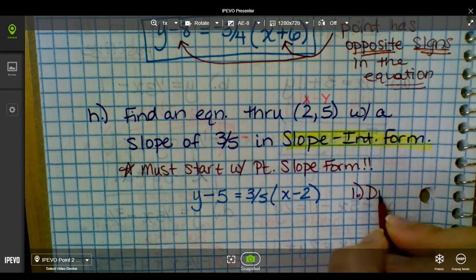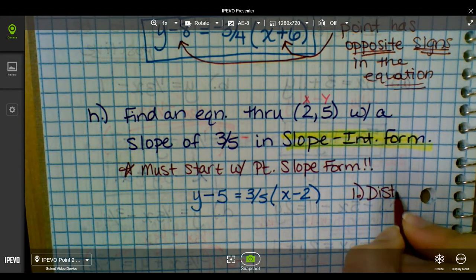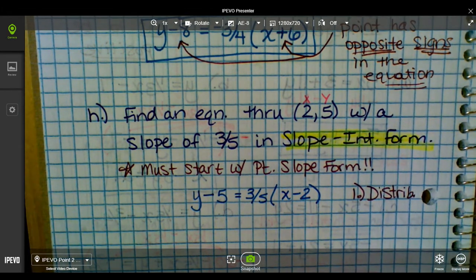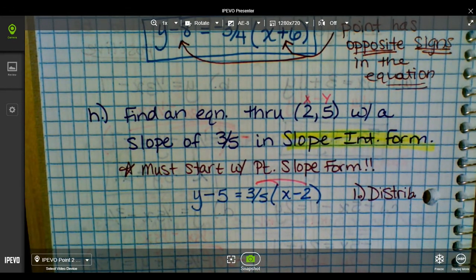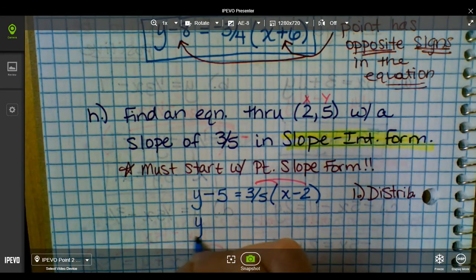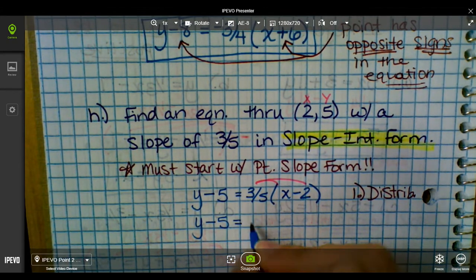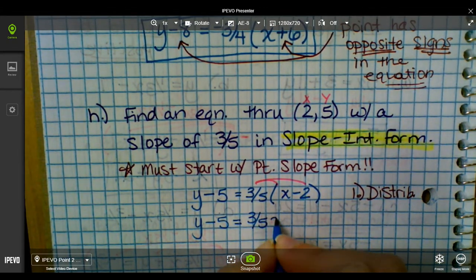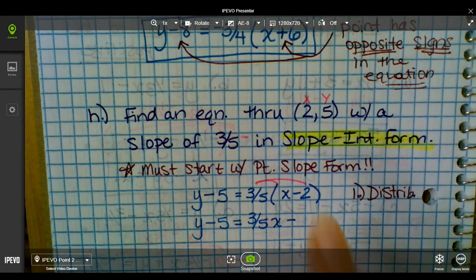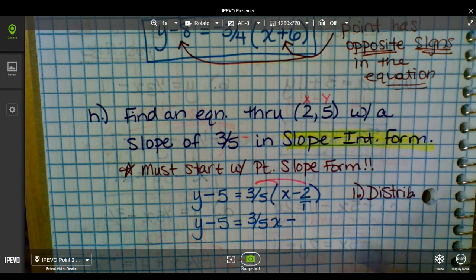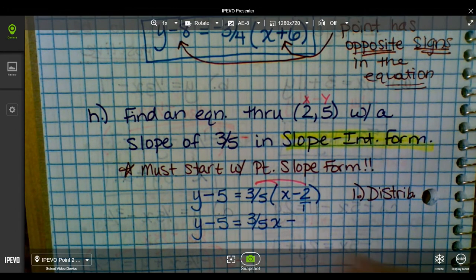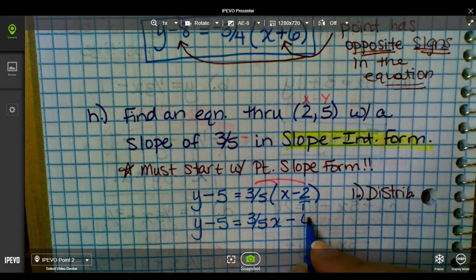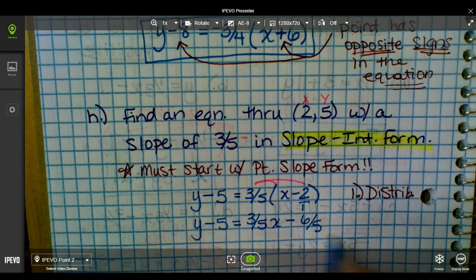So my first step is to just distribute. I'm going to abbreviate that. I got to distribute this slope to these two guys. So I have y minus 5 equals 3/5 x. And then think of this 2 as 2 over 1. You can turn it into over 1 if you want, and then multiply your numerators and denominators since nothing's going to cancel. So 3 times 2 is 6, 5 times 1 is 5.